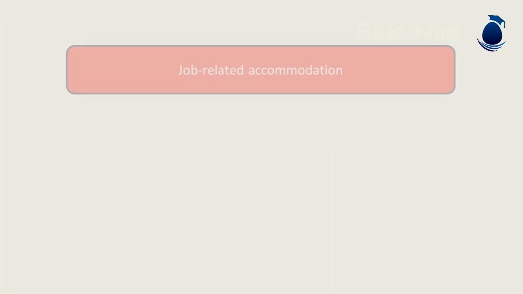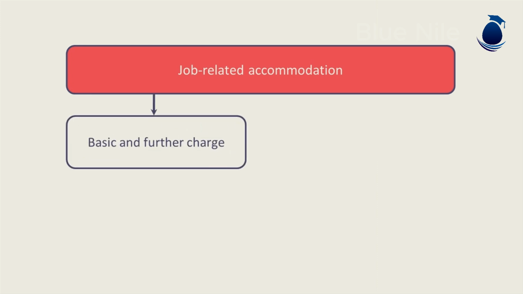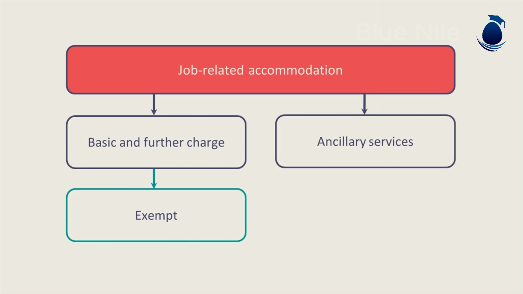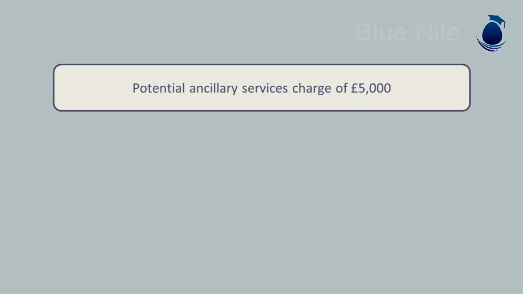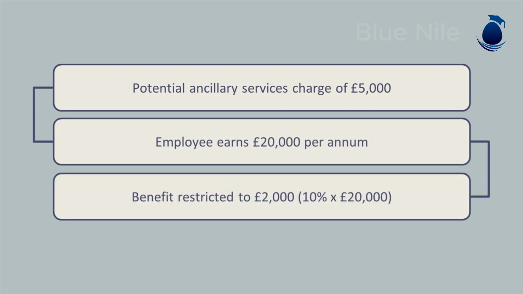So to finish this session, we need to go back to where we started and consider job-related accommodation. If the accommodation qualifies as job-related, the basic and further charge do not apply. They are in fact exempt. The only potential benefit for job-related accommodation is in relation to the ancillary services, but even these are capped at a maximum of 10% of employment income. So if there were a potential ancillary services charge of £5,000, but the employee earns just £20,000 a year, the benefit would be restricted to £2,000, being 10% of £20,000.